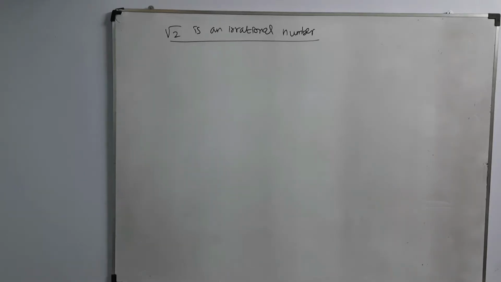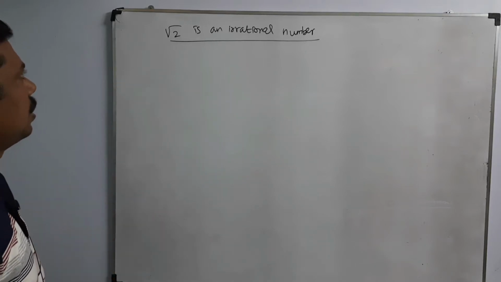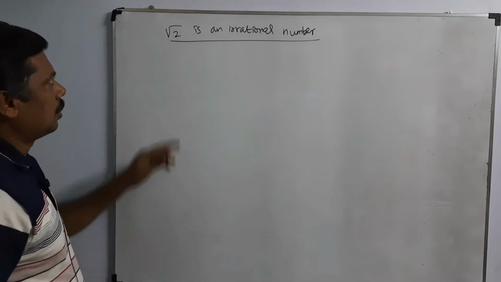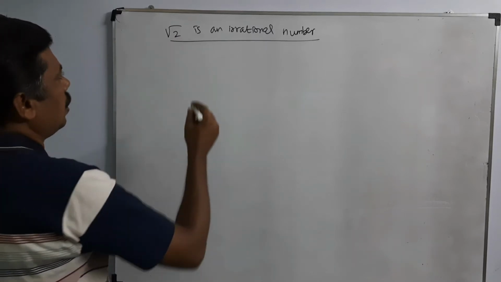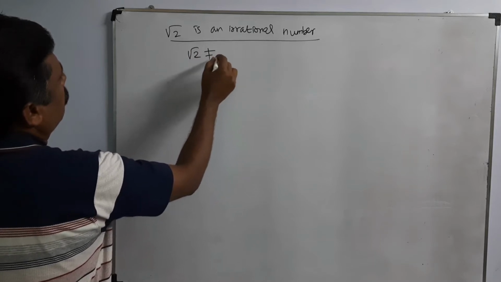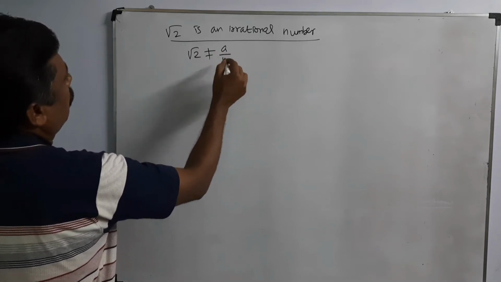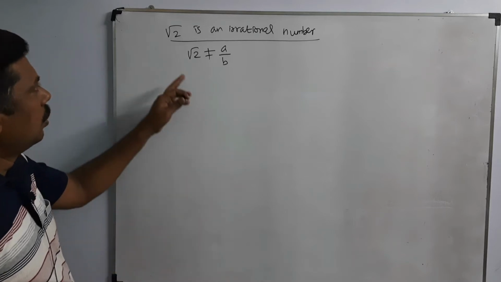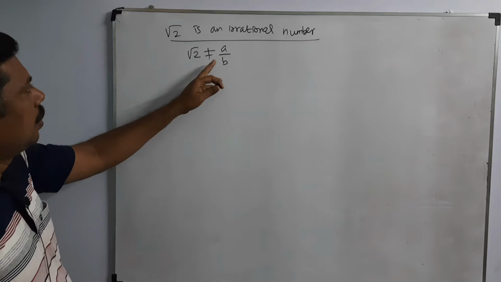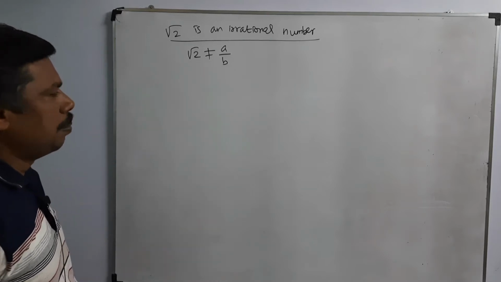Good morning, students. In this class we are going to discuss the proof that root 2 is an irrational number. What is the meaning of an irrational number? We cannot write root 2 in the form a by b. If root 2 is an irrational number, we can't write it in the form a by b.